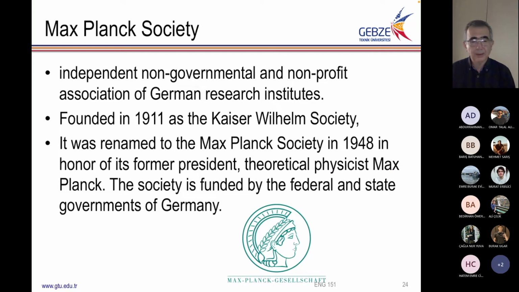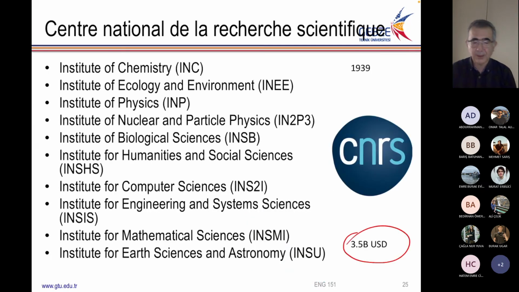In France, 3.5 billion USD each year. They established their organization in 1939, well before Germany and CERN. Institutes of Chemistry, Ecology, Physics, Nuclear, Computer Sciences, and so on. It is the National Science Research Center of France.